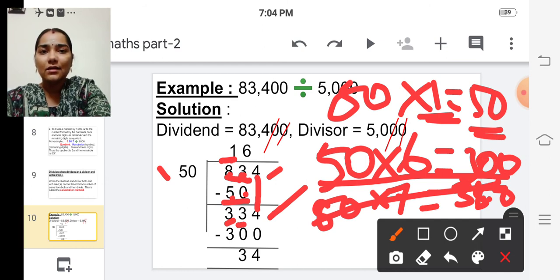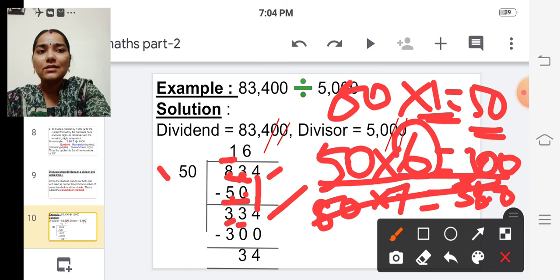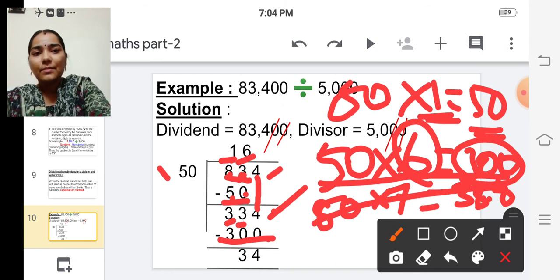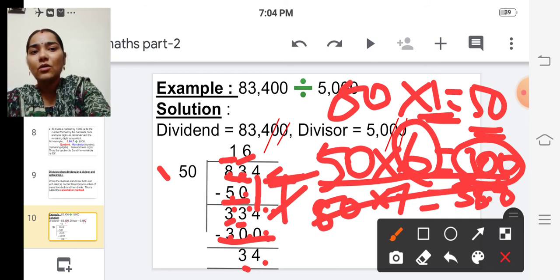56 are 300. So we have to write this 6 on the top and we have to write this 300 here. And we are going to subtract this 300 from 334. So subtract 4 minus 0 is 4. 3 minus 0 is 3. And 3 minus 3 is 0. So there is no digit here to bring down.